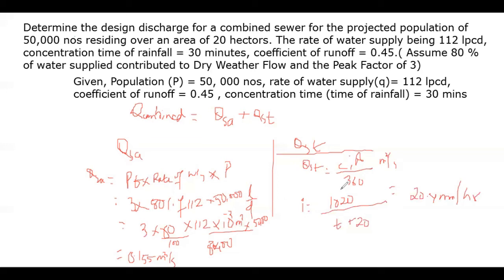Now, if we substitute the values of CIA in this expression, we will easily get the value of Q storm. C is our 0.45, I is recently obtained as 20.4, A is 20 hectares, the area given in the question, and divided by 360. So this value comes out to be 0.51 cubic meters per second.